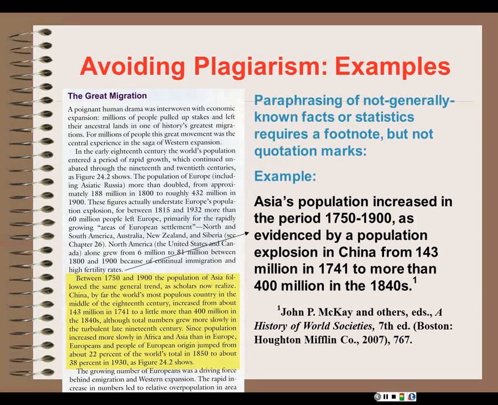So you and I don't run around and know this kind of information, that China's population went from 143 million in 1741 to more than 400 million in the 1840s. We just don't walk around and know that kind of stuff. Here, we read it here. And so even though we've paraphrased what this says, and we're not doing it word for word, we still have to, because we've taken data or we've taken a specific idea, we have to go ahead and footnote it. And again, you can footnote it or you can use an in-text note.